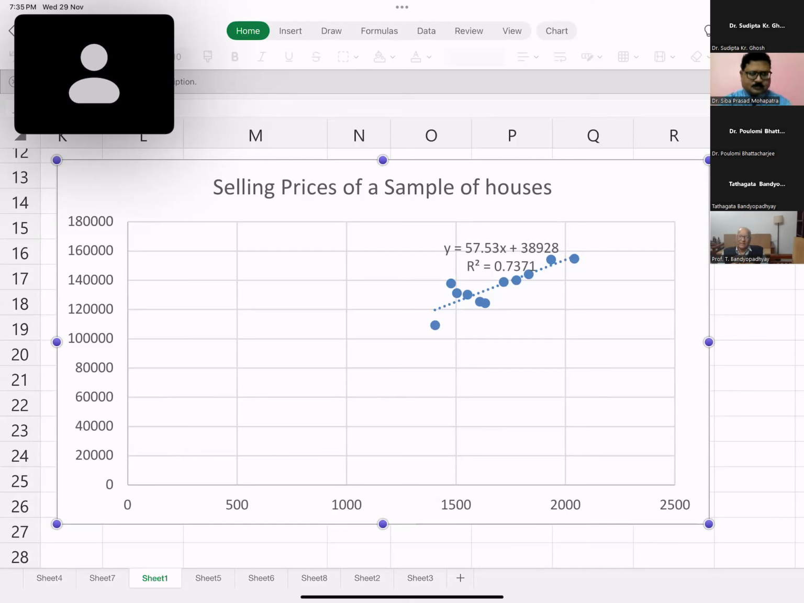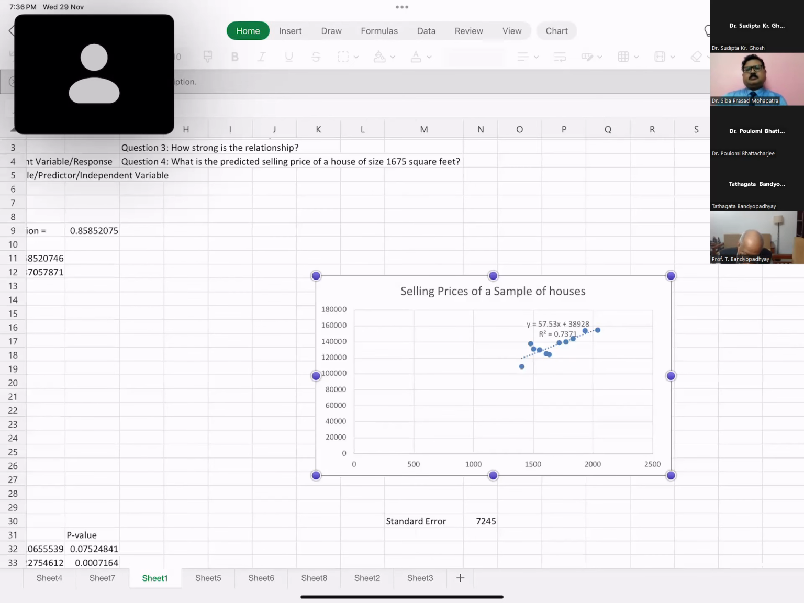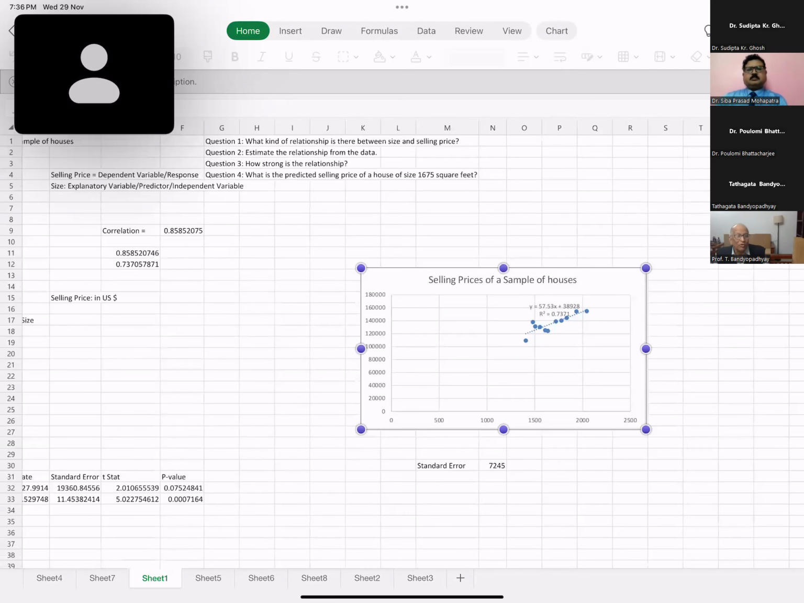So this answers question number one. Question number one was, what kind of relationship exists between these two variables, X and Y? My answer is, it is a linear kind of relationship, and a positive linear relationship, because as the size increases, the selling price tends to increase. This is the answer to the first question. Now, I'm coming to the second one.